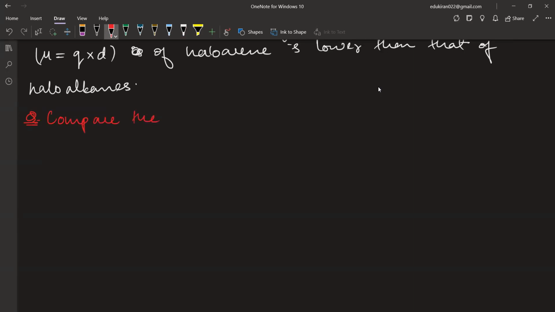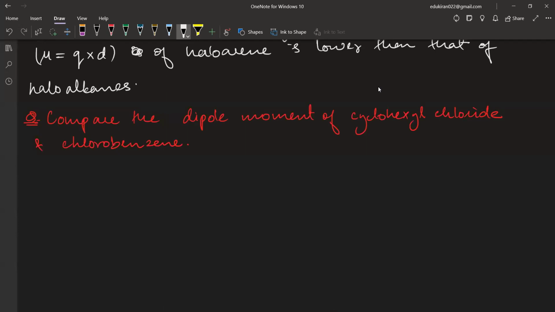Compare the dipole moment of cyclohexyl chloride and chlorobenzene. Tell me, whose dipole moment will be higher, cyclohexyl chloride or chlorobenzene? First of all, draw the structures of both. This is A and this is B.